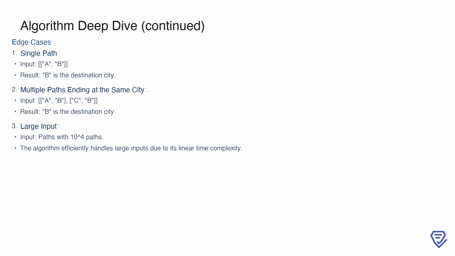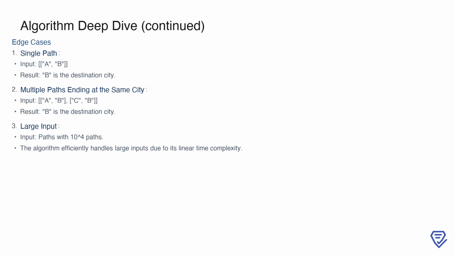For instance, if there is only a single path, such as A, B, the destination city is simply B, as there are no other starting cities to compare. Another scenario involves multiple paths ending at the same city, such as A, B, C, B. Even in this case, B would still be identified as the destination city, as it does not appear as a starting point.